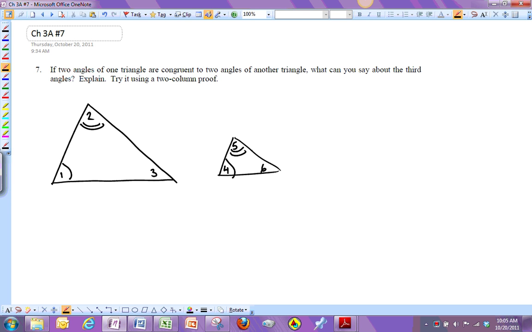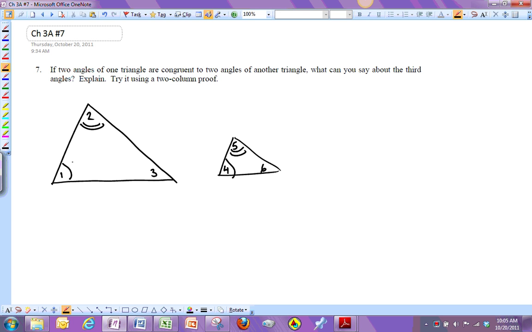Most people can figure out pretty quickly, well, the first triangle has to add up to 180, and so if you get rid of 1 and 2, you get angle 3. And the second triangle has to add up to 180, so if we get rid of 4 and 5, which are the same as 1 and 2, we get angle 6, and so 3 and 6 are going to have to be the same. And if you don't really see that, just try it with numbers.